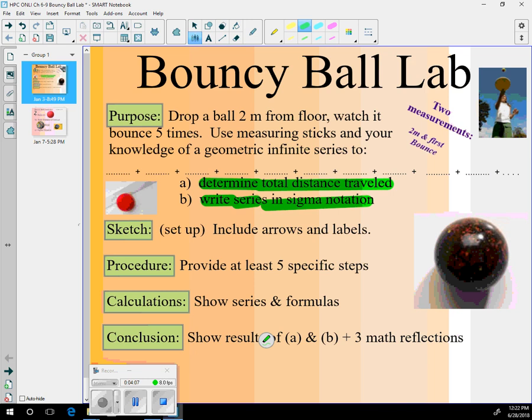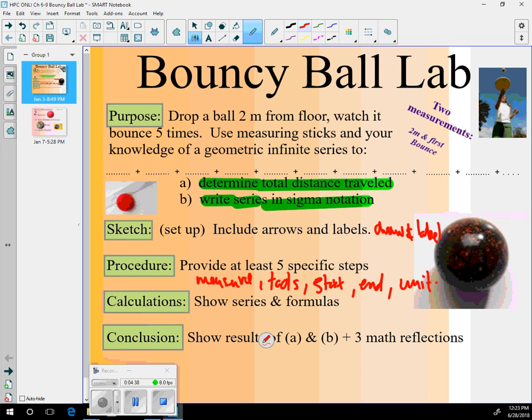Now, for the sketch, here's what I want you to do. I want you to draw and label what happened with your measurements. And then in your procedure, what did you measure? Okay, what tools did you measure with? Where was the starting point of your measurement? Where was the ending part of the measurement? And what units did you use? Procedure is all about the measurement, and all you have to do are those 5 things for each measurement.